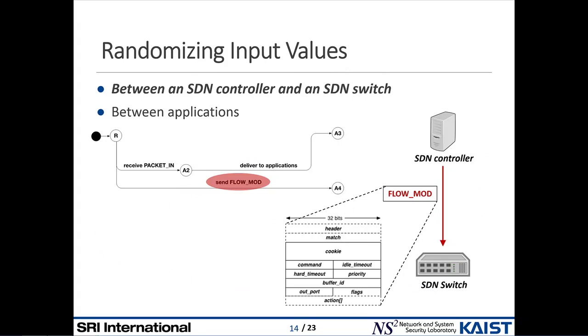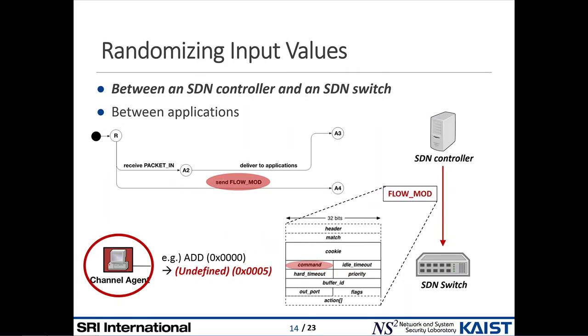Randomizing the input values of each control message is pretty simple. First, the fudging module in the channel agent can manipulate the content of the control messages between a controller and a switch on the fly. For instance, the channel agent can modify the command field of the flow mod message to an undefined value when the controller sends a flow mod message to the switch. And also, the application agents can manipulate the content of the control messages passing within the multiple number of SDN applications.